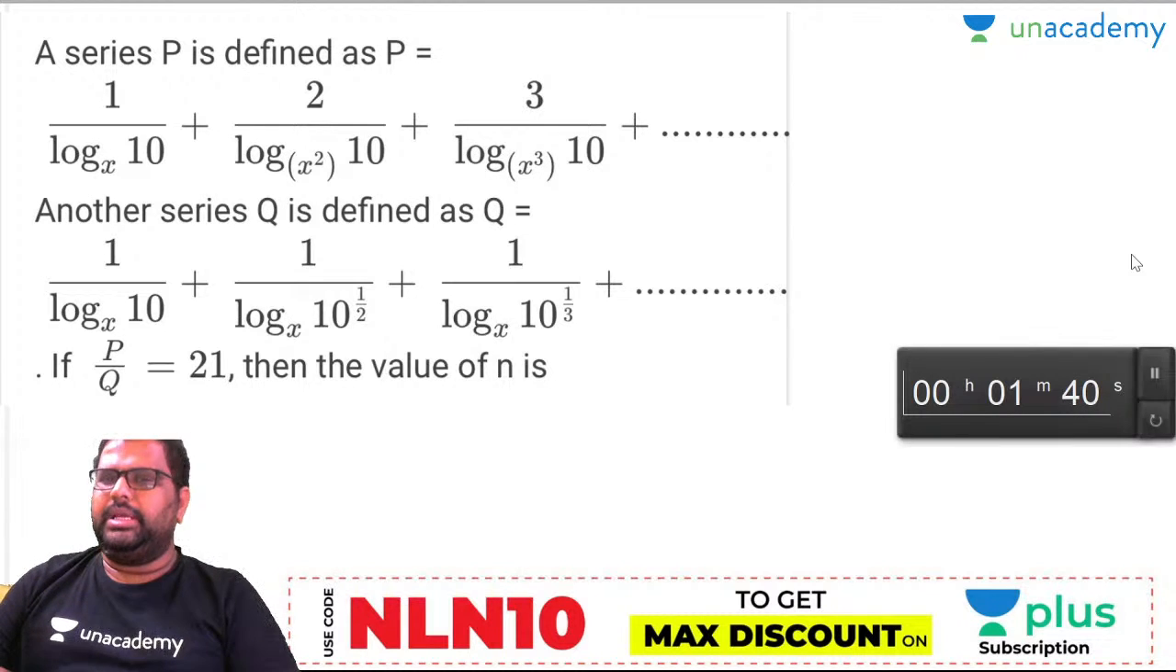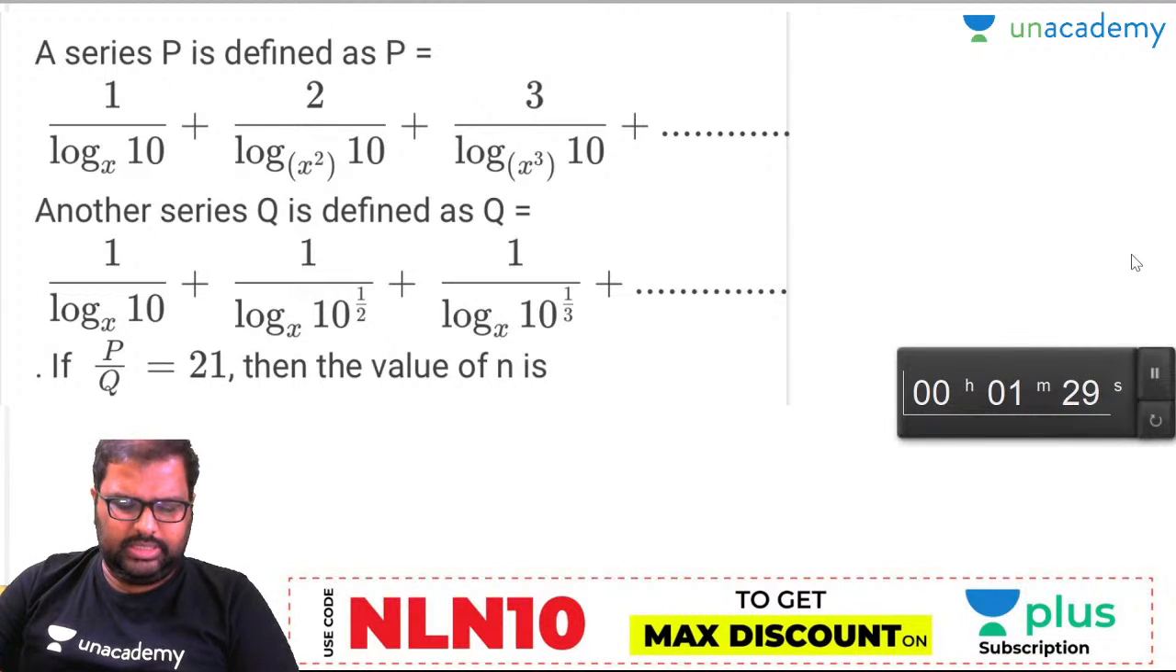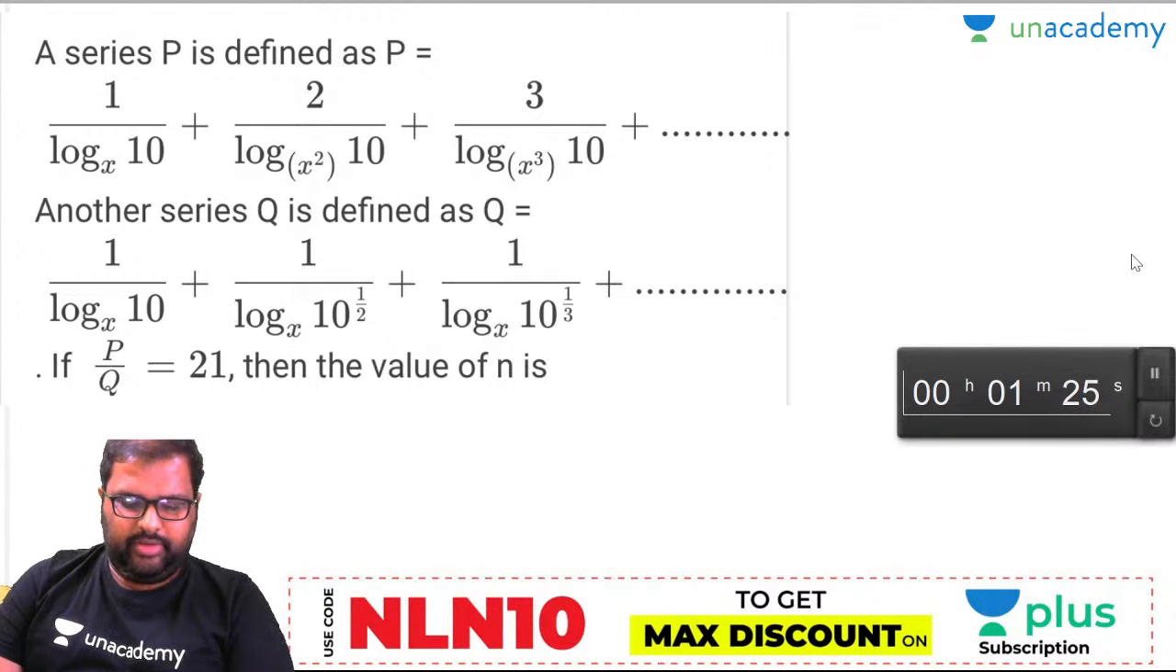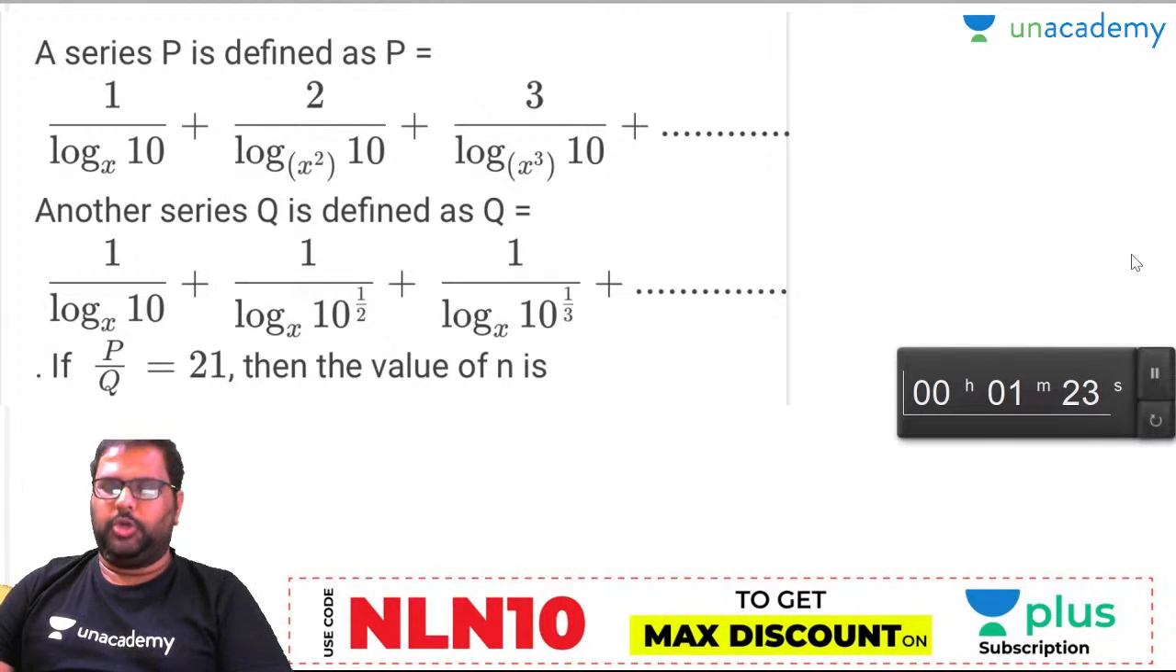A series P is defined as P is equal to 1 by log base x of 10 plus 2 by log base x square of 10 plus 3 by log base x cubed of 10 and so on. And again one more series Q is given there. If P by Q is 21, then the value of N is the question asked. Okay.